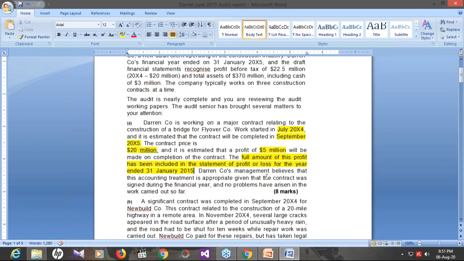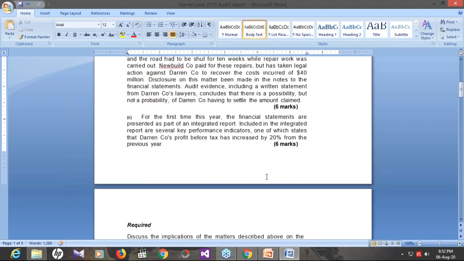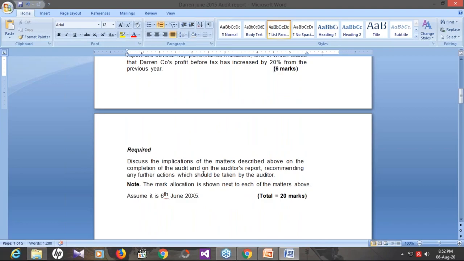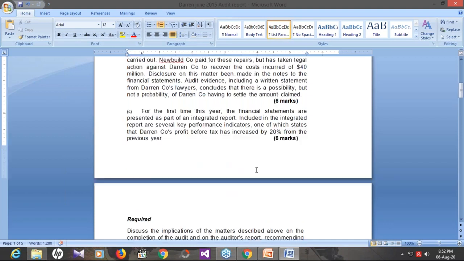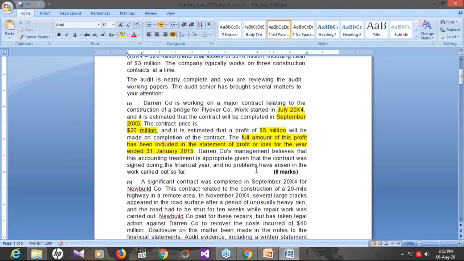Darren Co's management believes they should not have any concerns regarding the increase in the revenue, or why they are going for window dressing. This is very important. But first of all, we need to discuss the matter, what is wrong in it, what is the misstatement. Then we need to discuss any further actions, according to the requirement, that should be taken by the auditor, and then we will discuss the impact of this adjustment. If it is not adjusted in the financial statements, then what is the effect of this misstatement on our audit report? I hope you have understood the data.